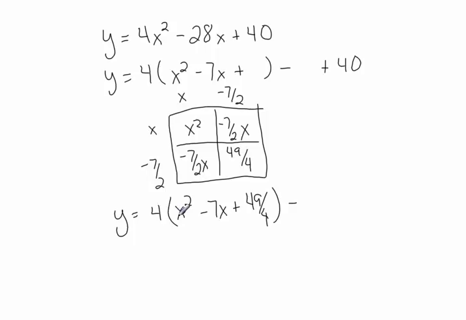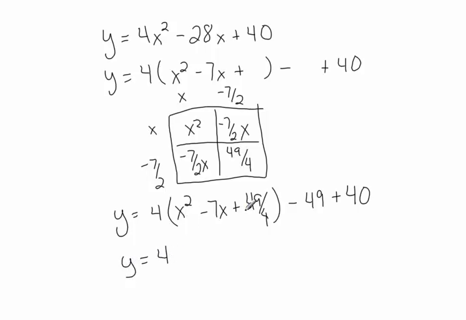When I multiply back through, there's my 4x squared, my negative 28x, and 4 times 49 over 4 is a 49. So I've essentially added a 49 to this expression. It's not supposed to be there. I'll take it out. And I've got my plus 40 right there. Now the hard work is done.